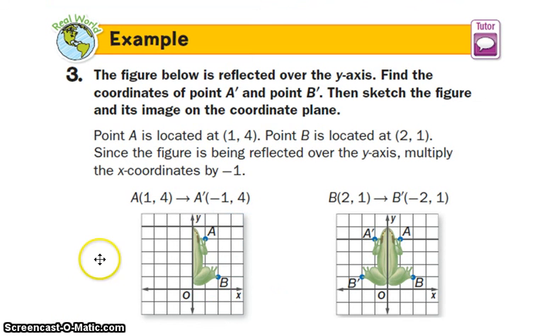Now here's example 3. Now we're getting into actual images like pictures. Okay, and it's the same thing as what we've been doing. They want you to find the coordinates of A prime and B prime, then sketch the figure and its image onto the coordinate plane. This is where you get to be a little bit artistic. So here's your first image. It's half of a frog. You've got point A and point B here.